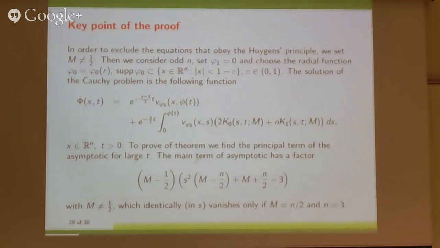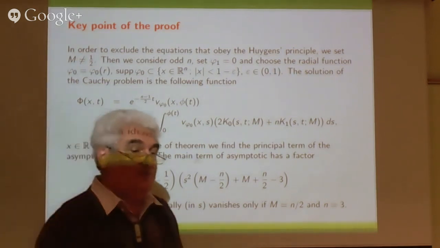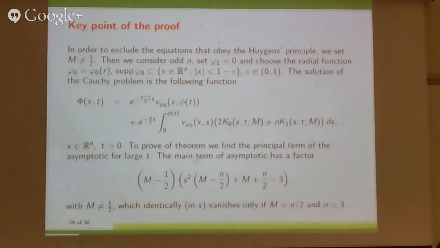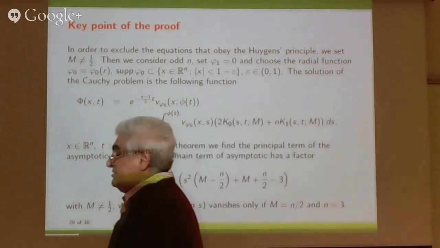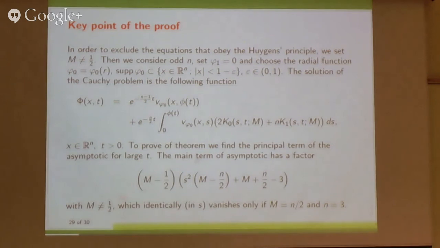And then the easy part: if you choose these two, mass and dimension 3, then it's easy to show that it satisfies Huygens' principle, because it comes by very simple calculations from the form of the solution. The difficult part: if you don't know the mass and dimension, but you know there is a Huygens principle, you have to prove that the mass equals something and the dimension equals something.